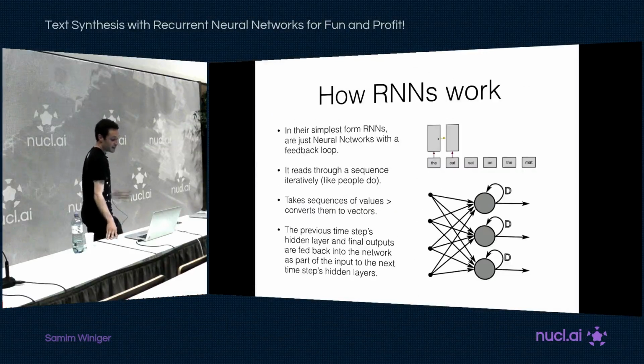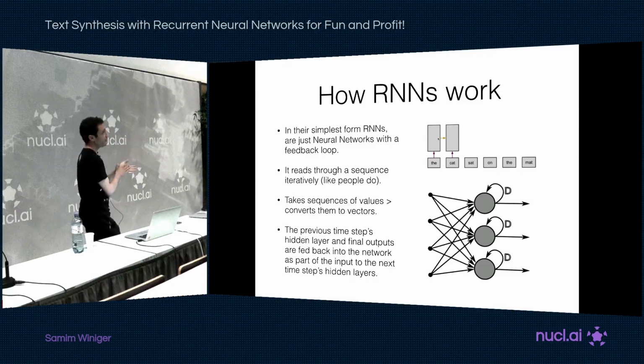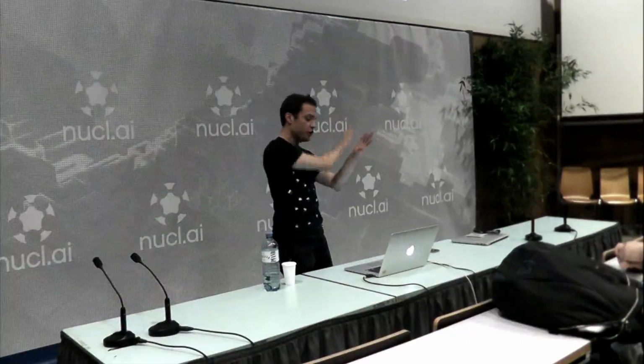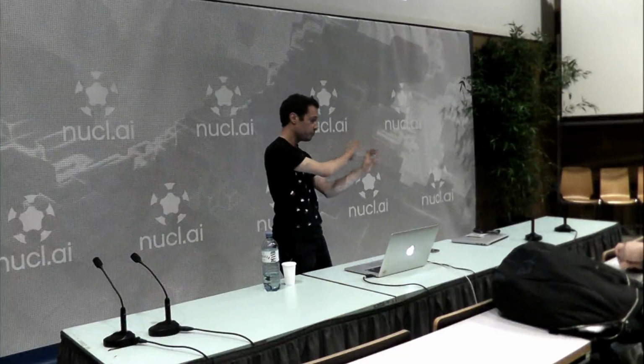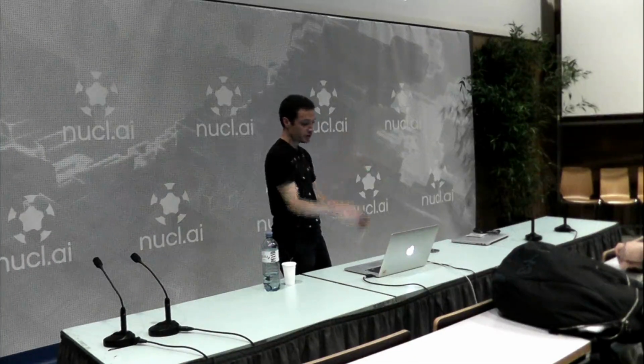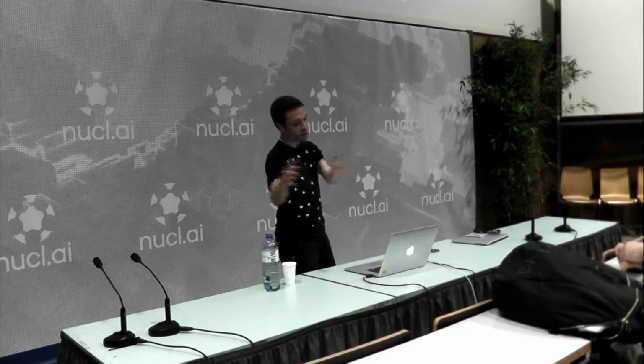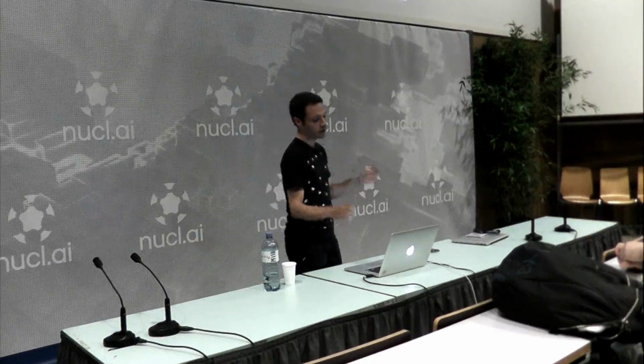So in their simplest form, an RNN is just another vanilla neural network, but the important thing is it has a feedback loop in there. And so, very much like a human would, it reads through the data sequentially, and it converts every single data point into a vector. And then the process that happens at every time step takes the previous time step information generated, the hidden layer, so the transformations, and feeds it back into the next step. And so you've got this recursion or feedback loop, if you like, that is happening over and over and over time. And this is at the heart of what an RNN really does.